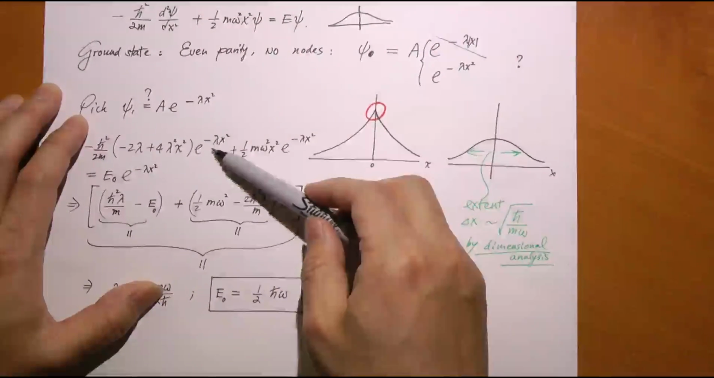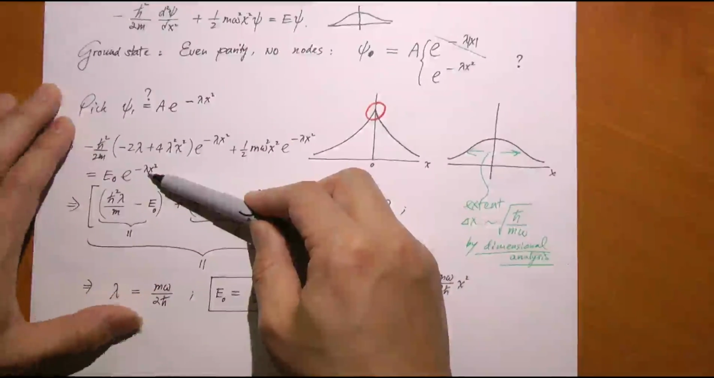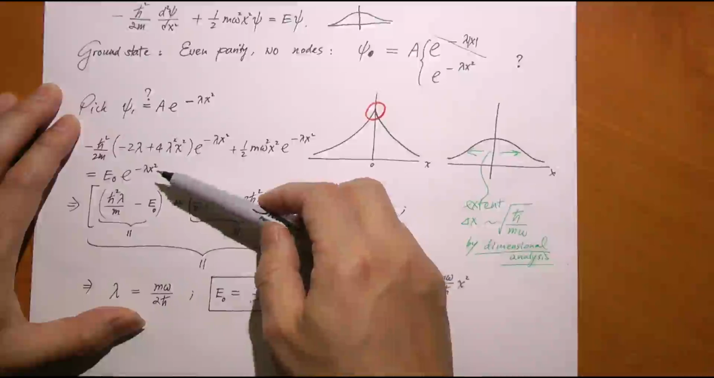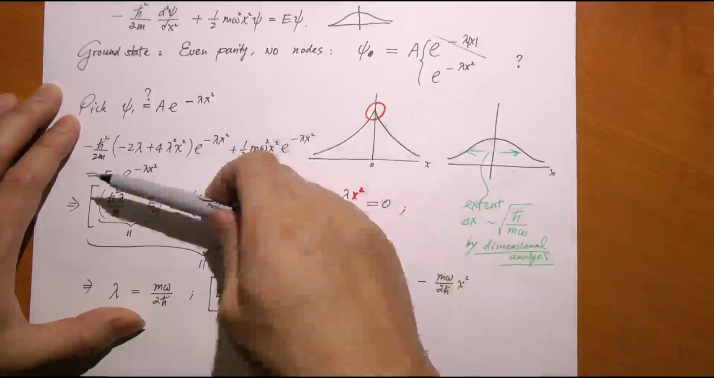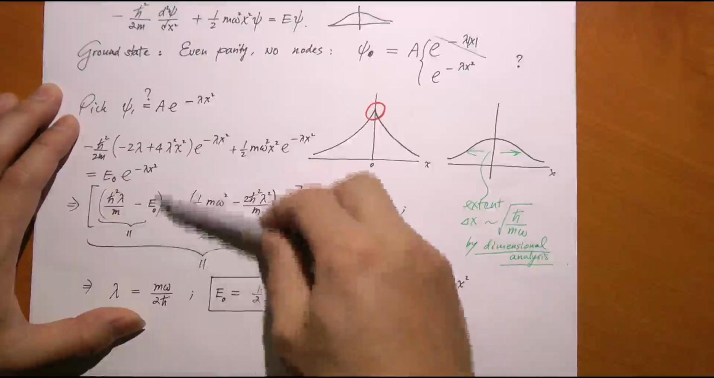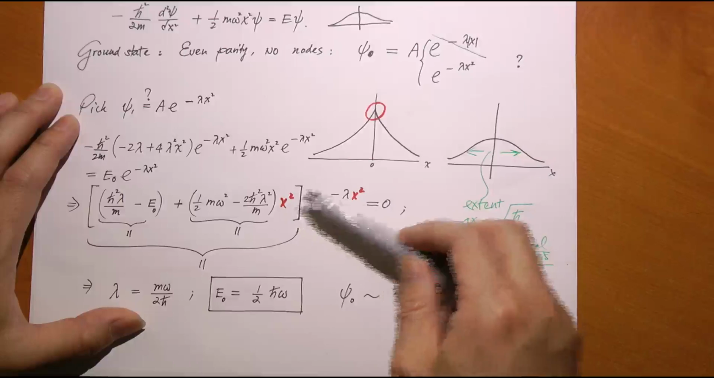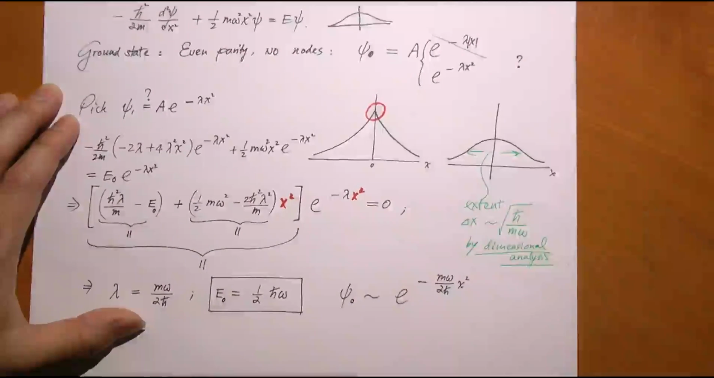Now, there is e to the power negative lambda x squared in every term, here, here, and here. So what I'm going to do is factor out e to the power negative lambda x squared and move all the terms to one side. And this is what you come up with. Okay, here we have two constants. Here we've got two constants times x squared, and outside is e to the power negative lambda x squared.